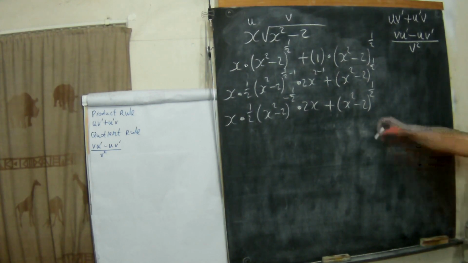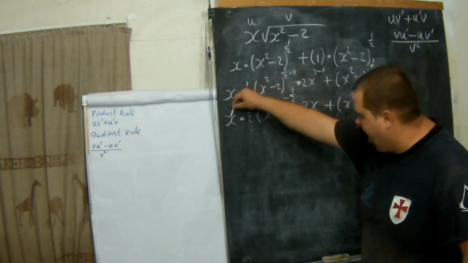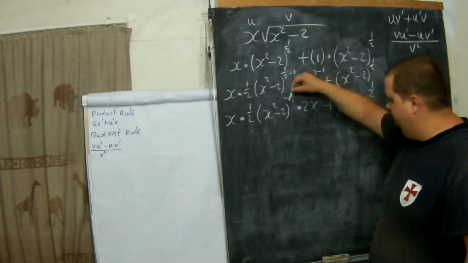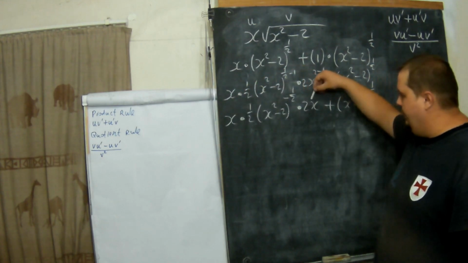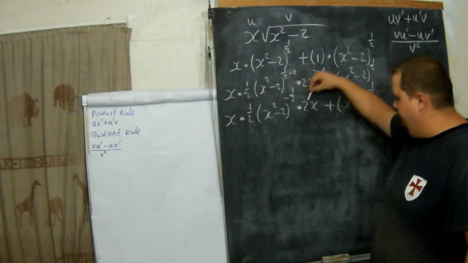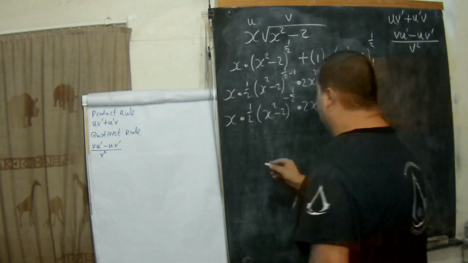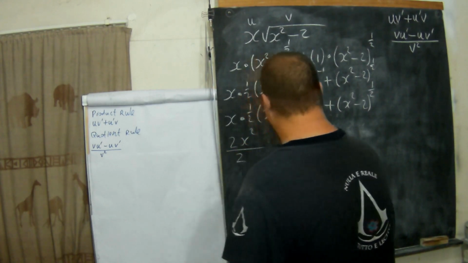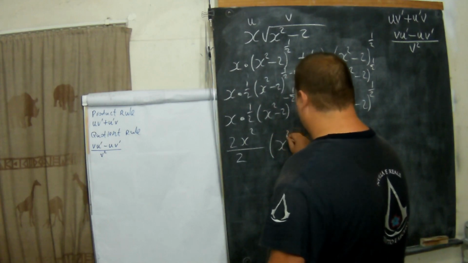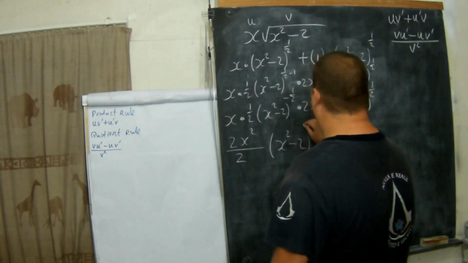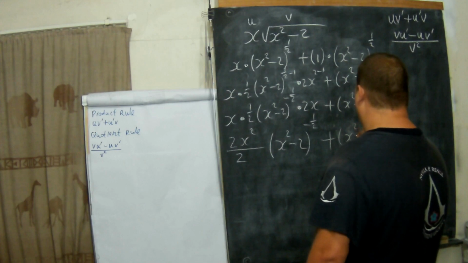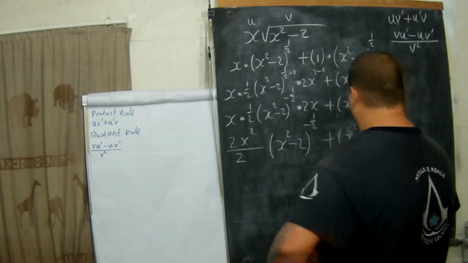Now we need to multiply 2x with x and the half. So what we will receive is 2x times x is 2x squared, multiplied by a half is 2x squared over 2. So we will have 2x squared over 2 multiplied by (x squared minus 2) to the minus a half, plus (x squared minus 2) to the power of a half.